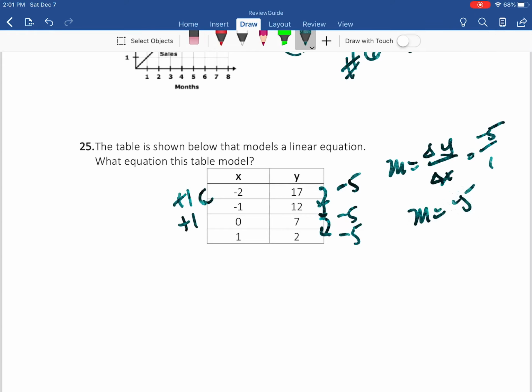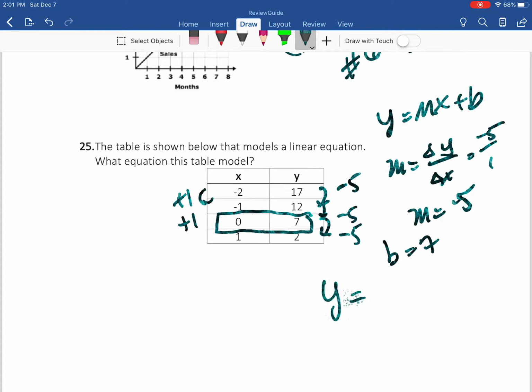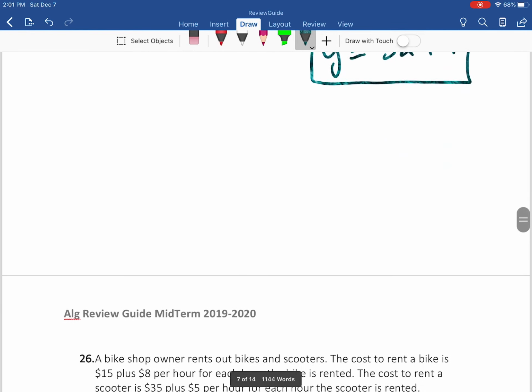So now I need to find my y-intercept. That's really easy for me to identify. My y-intercept is when x is equal to 0. So my b value is 7. Remember, our equation form is y equals mx plus b. So my equation is going to be y equals negative 5x plus 7. It's that easy.